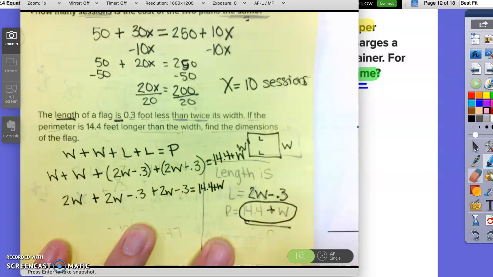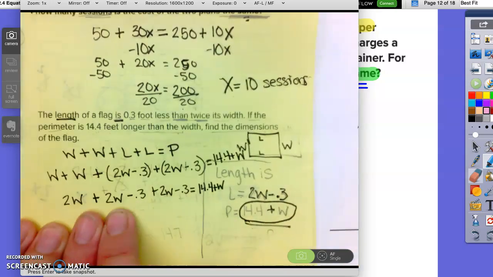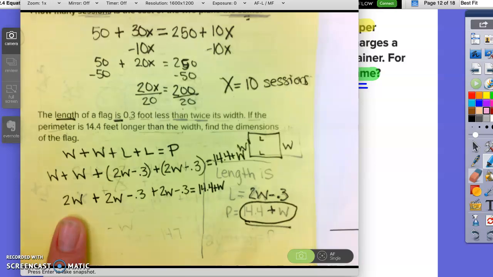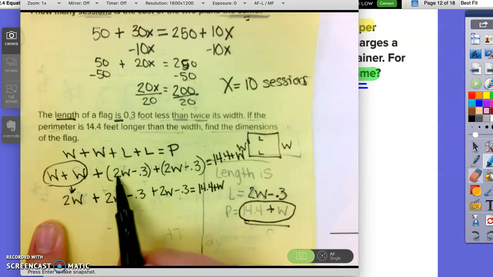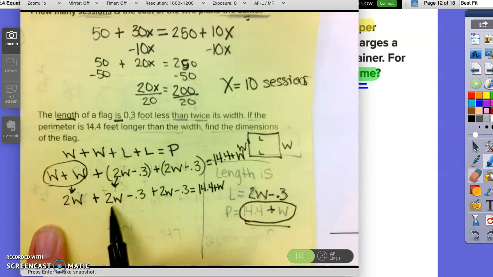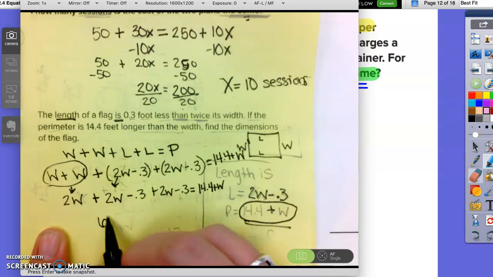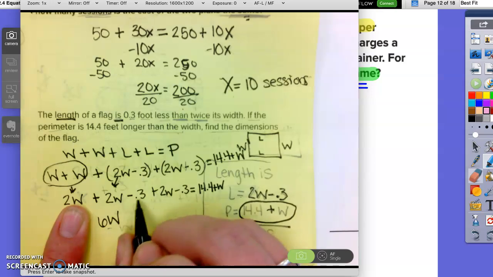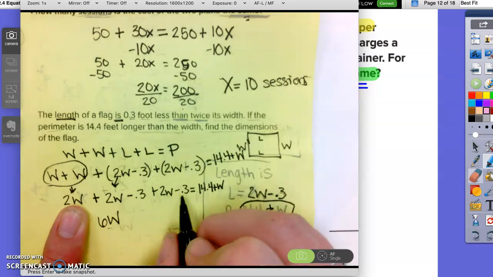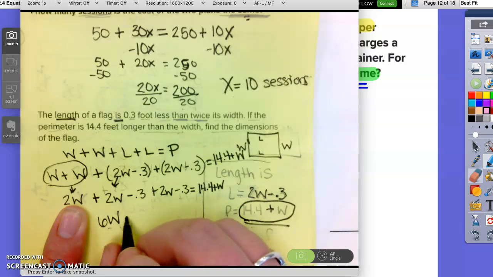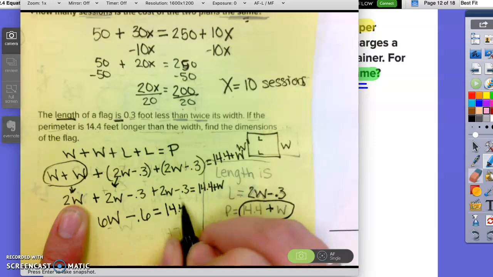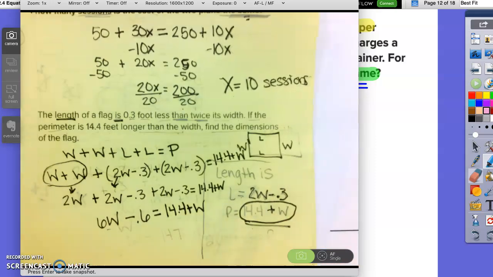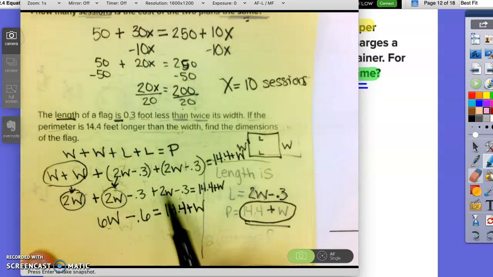plus W. Now, I need to combine my W's. Oh, how did I get 2W here? Oh yeah, sorry. 2W here become this W and then this W. But now I have 2W, 2W, and 2W. So 2 plus 2 plus 2 is 6 and W. And then the negative 0.3, combine those together, it's negative 0.6. And that's equal to 14.4 plus W. So all I did here was I combined my like terms first.